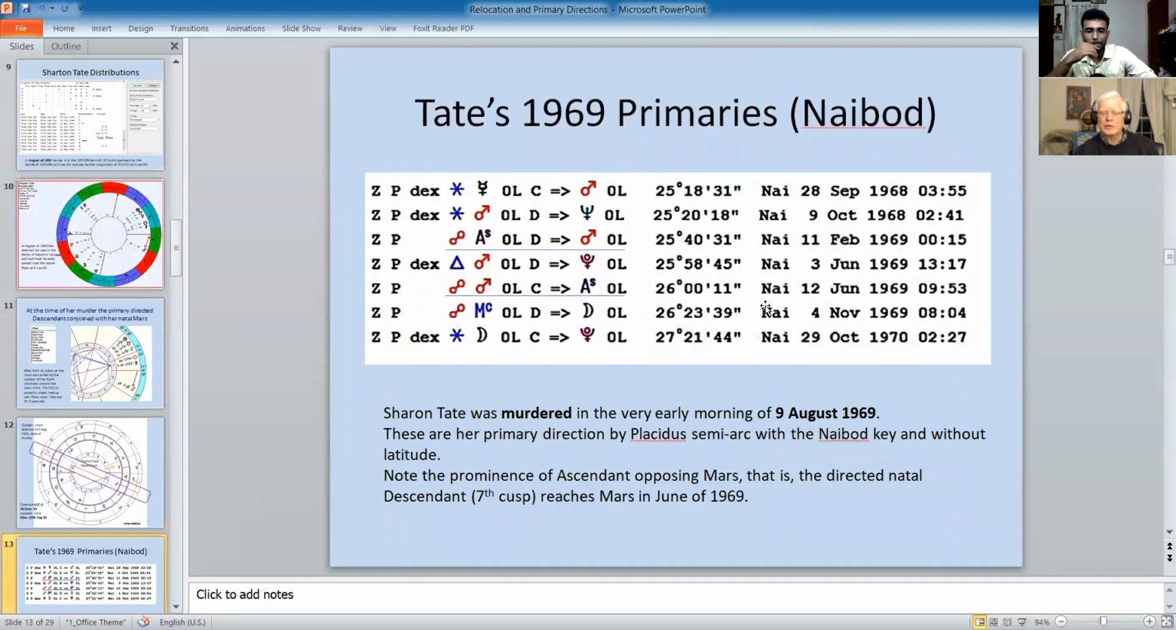And when we calculate the primaries by computer, this is the list that it generates. I generated this in Janus software. And as you can see, this year, 1969, very prominent, the opposition of the ascendant, which is the descendant, comes to Mars. And the opposition of Mars, which is the other side, has risen to the ascendant in this period from February to June. This is at the Naibod rate. And it's important to remember that this gives us a time period that's not exact. So if this covers all of 1969, she's at risk.